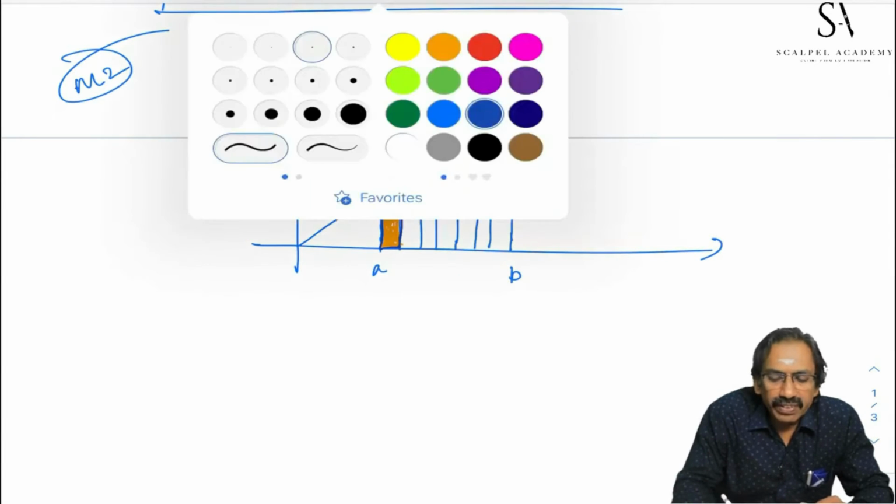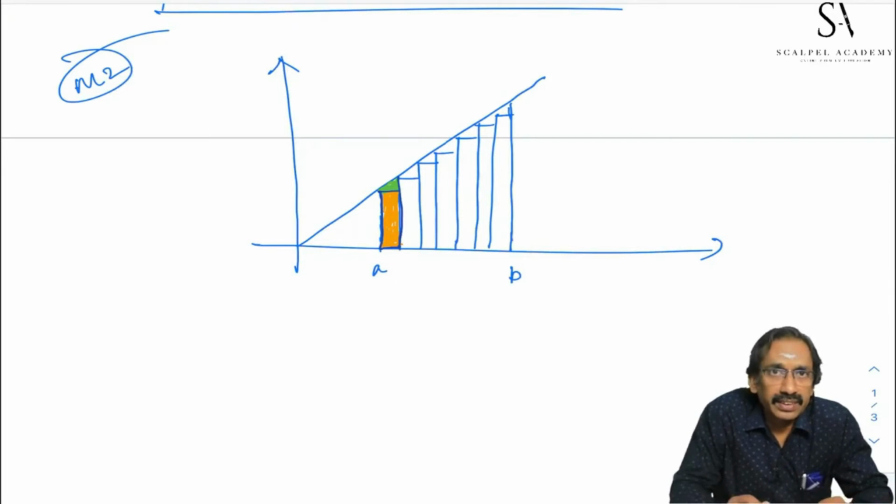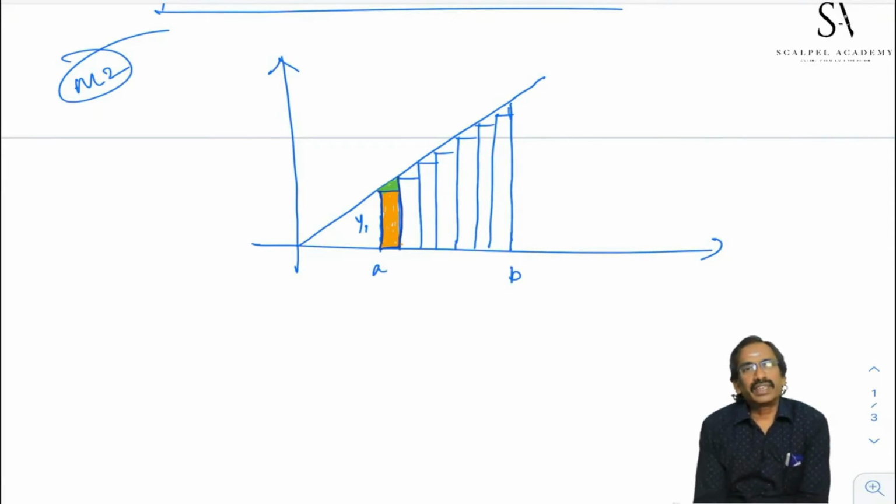If you calculate the area of this element, and likewise the area of n number of elements, and sum up all the elements, you will get the total area under the curve from x equal to a to b. What is the area of the first element? It is the sum of the area of the triangle and the area of the rectangle.